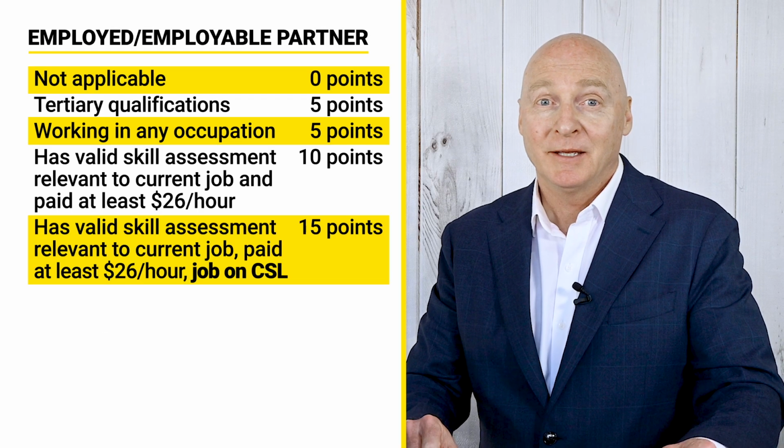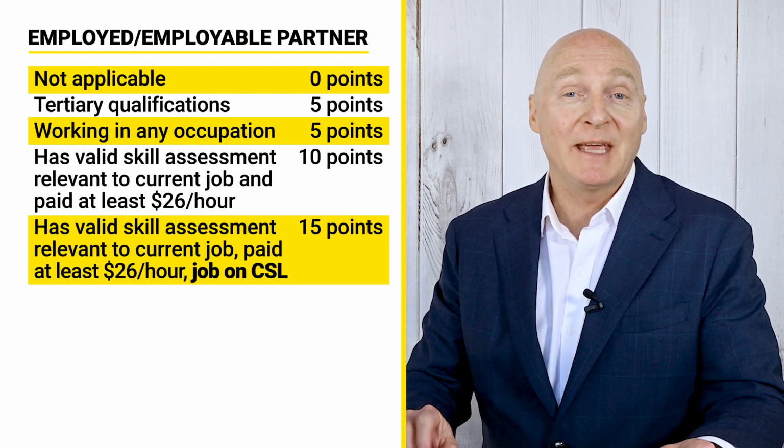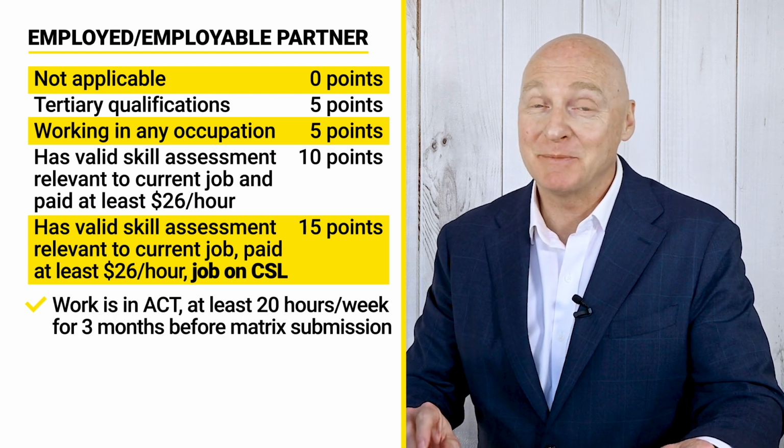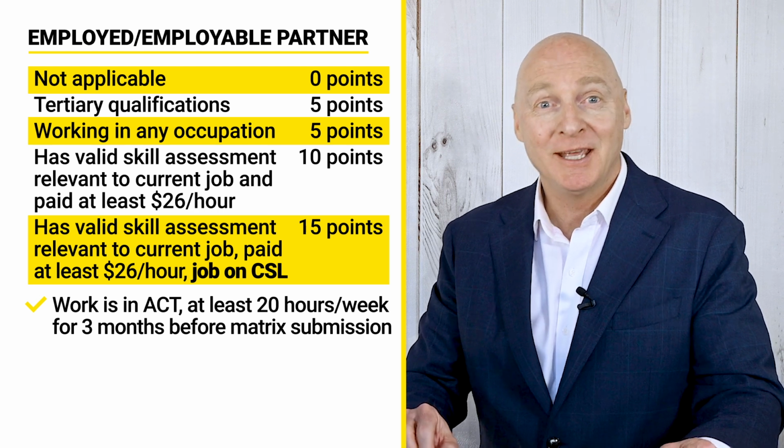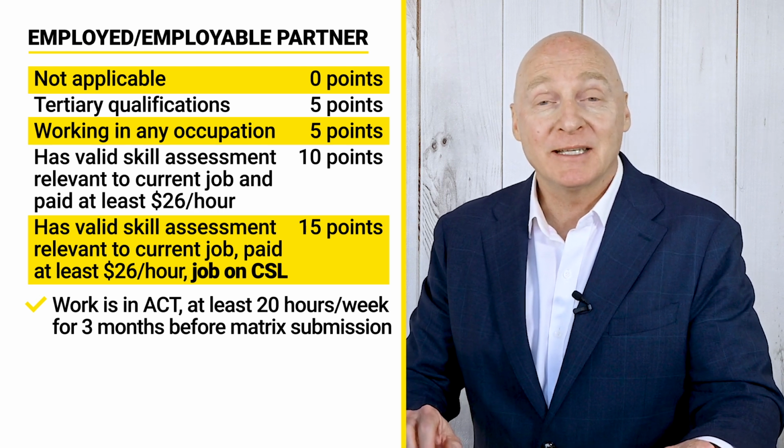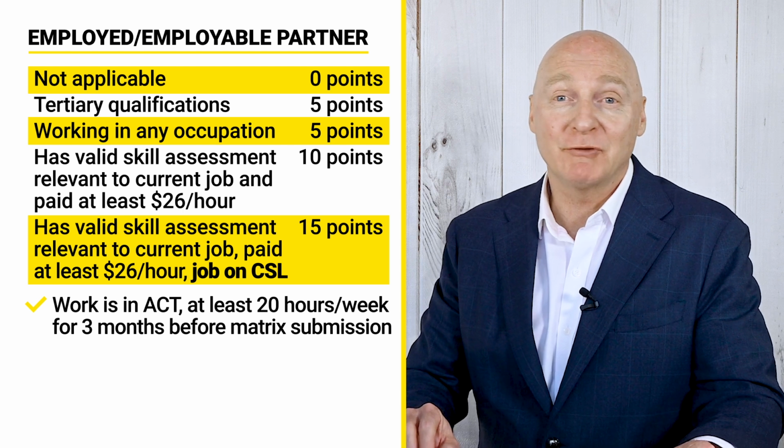Skilled partner. If you have a partner, you get points if they have been working in Canberra in the 3 months before you submit your interest. If they don't have 3 months, they are still awarded 5 points for having a tertiary qualification.